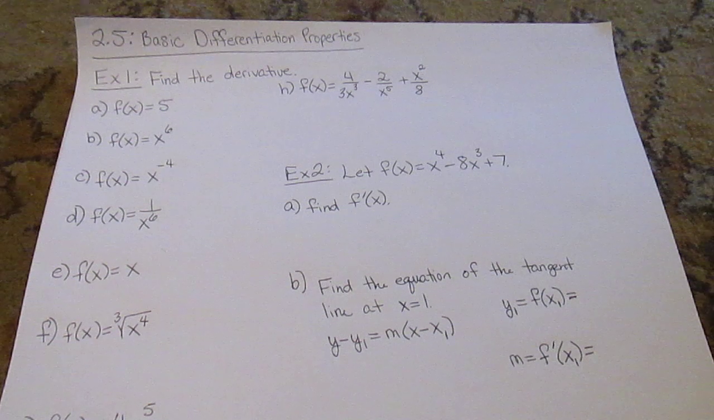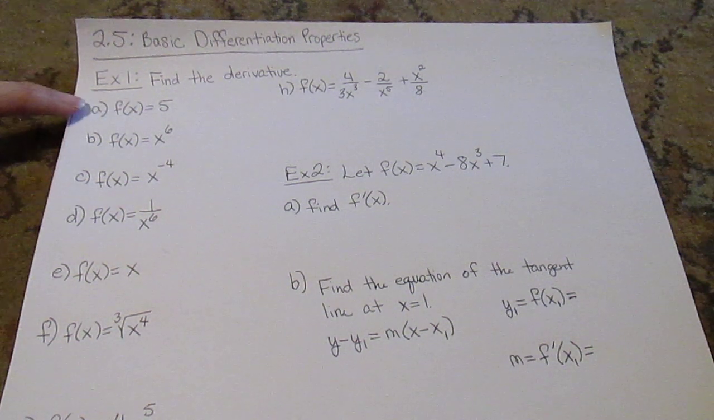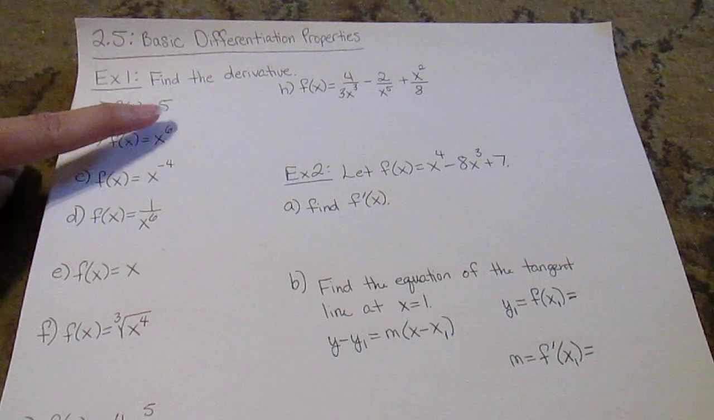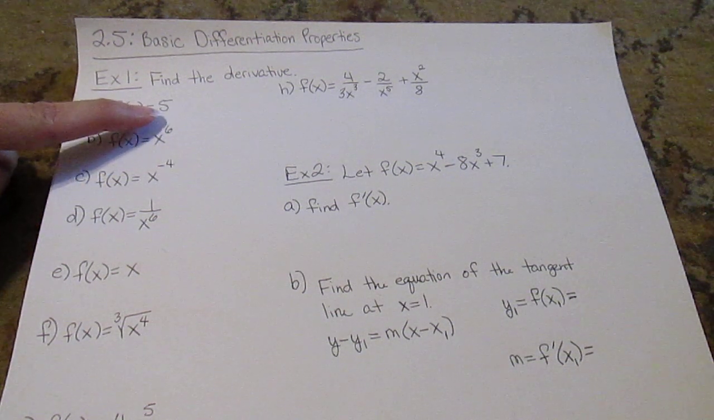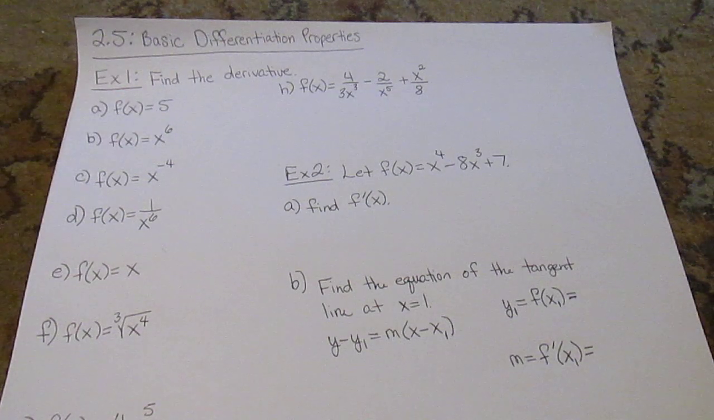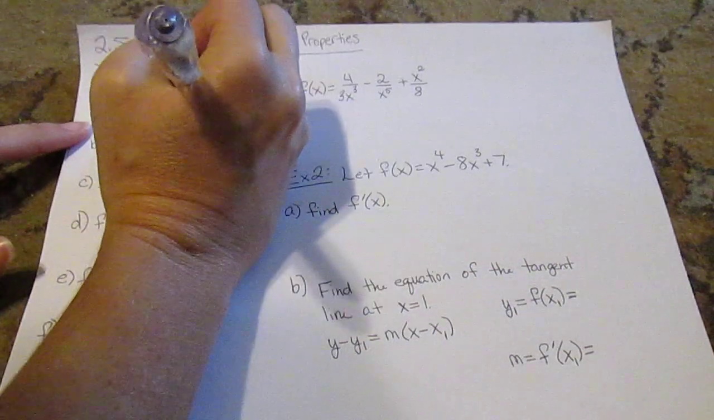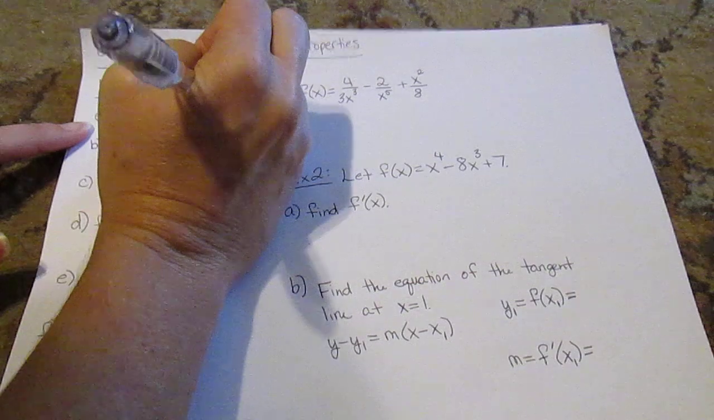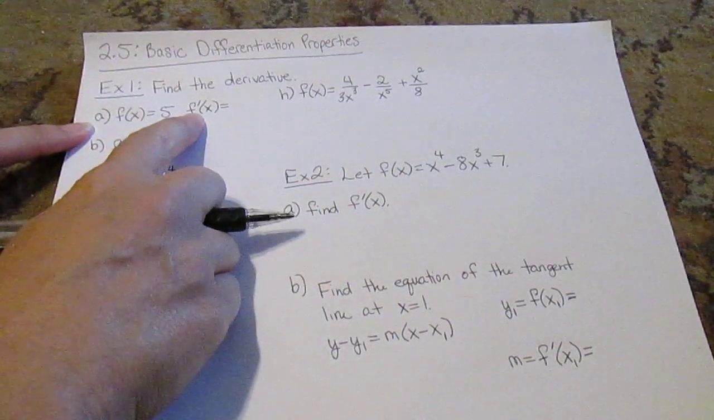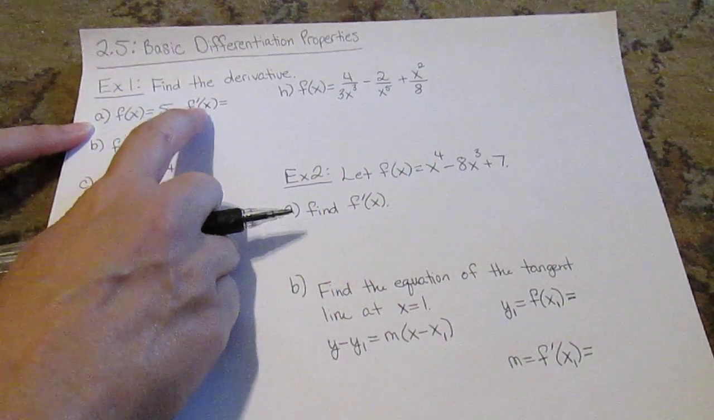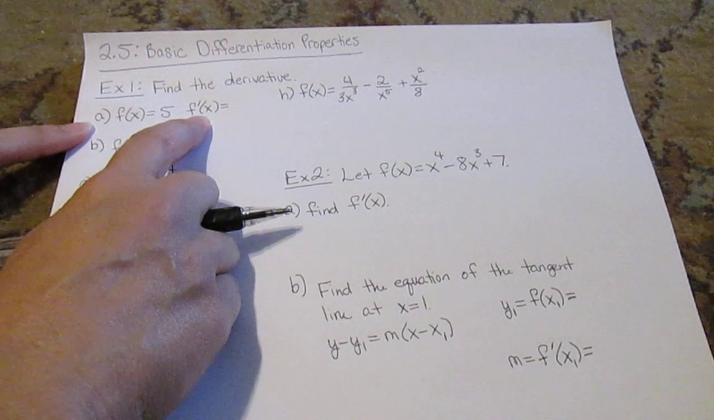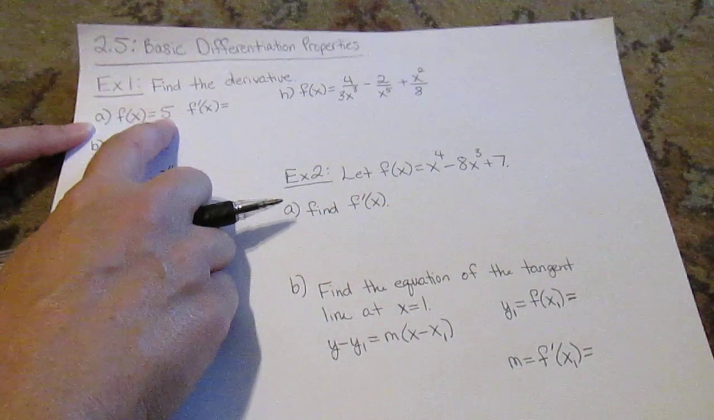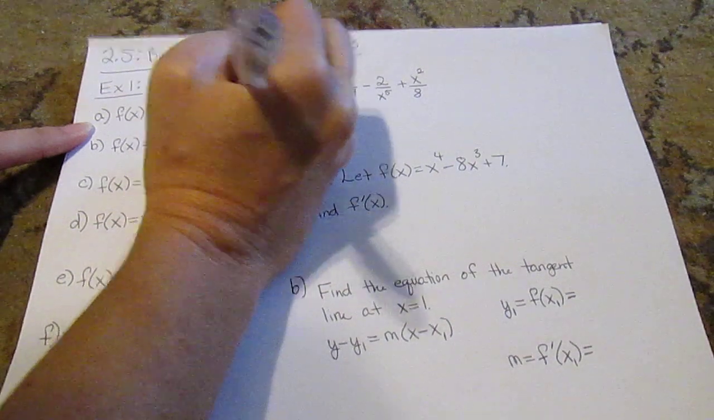So our first example, we're going to find the derivative. In part A, they just give me f of x equals 5. So 5 is a constant. You'll see in the notes that the derivative of a constant is 0. So we already know the answer. F prime of x equals, okay, this symbol is just saying that we're taking the derivative. This is going to be the derivative. And it was a constant, so my answer is 0.